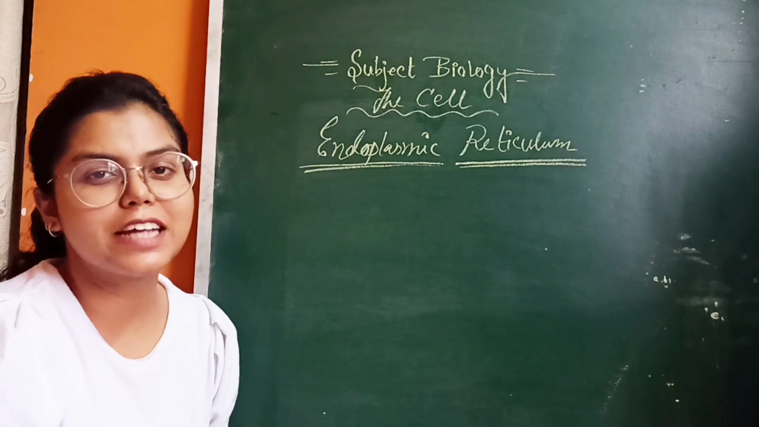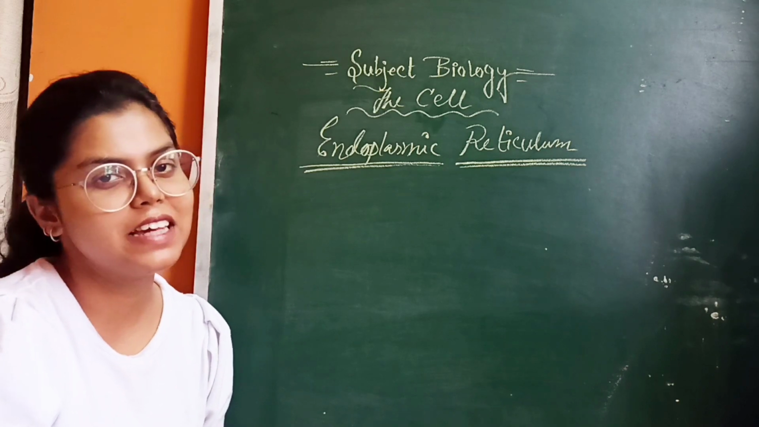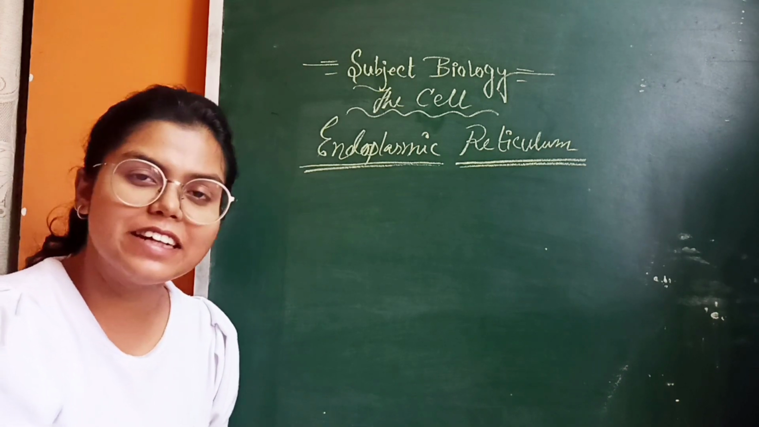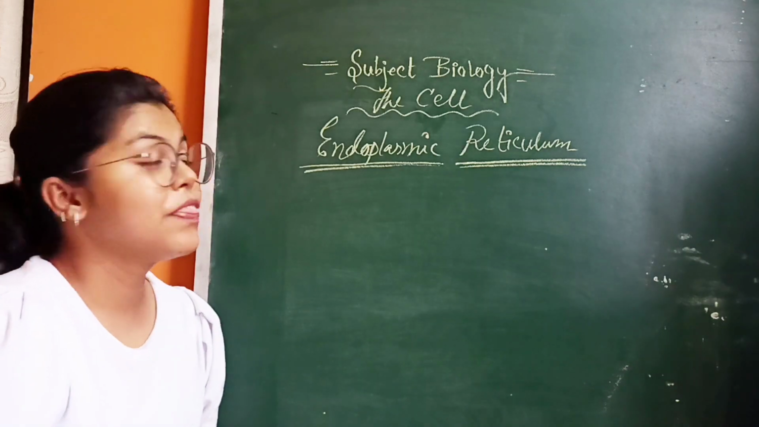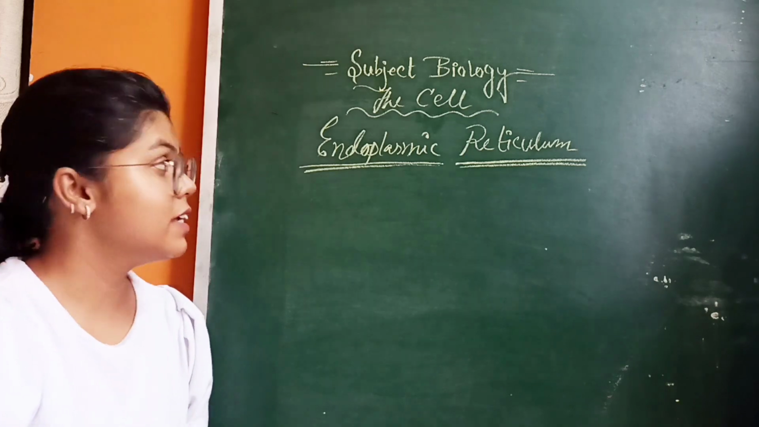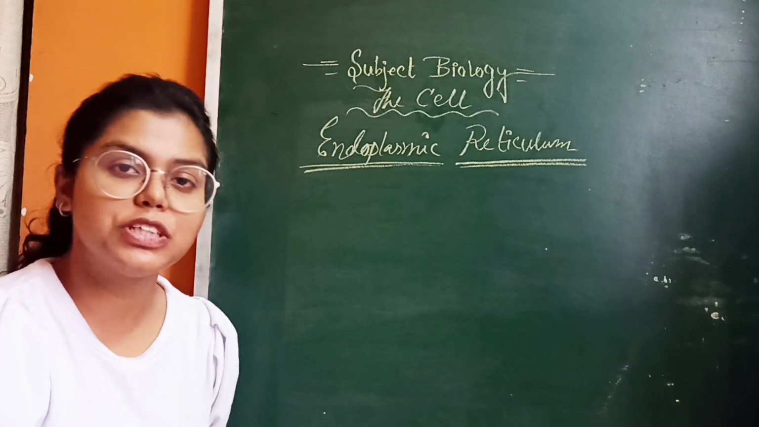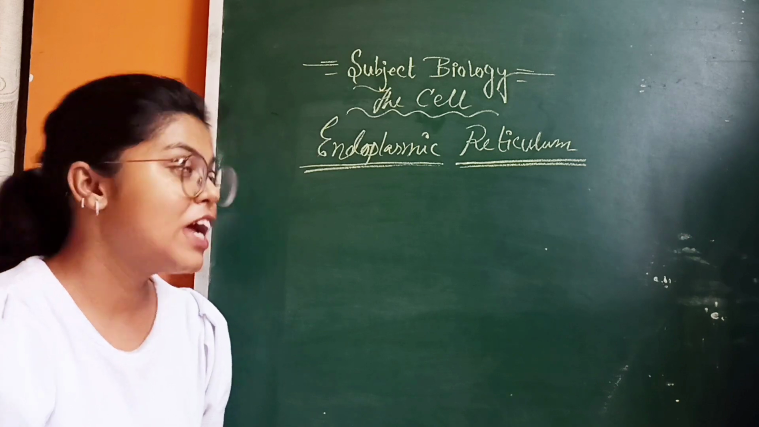Previously I have discussed two important cell organelles, mitochondria and nucleus. You can get the link in the description box. Today I am going to share the structure, function, and types of another important cell organelle, which is endoplasmic reticulum. So let's start.